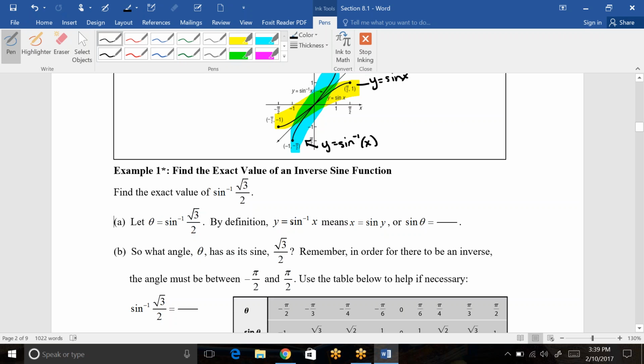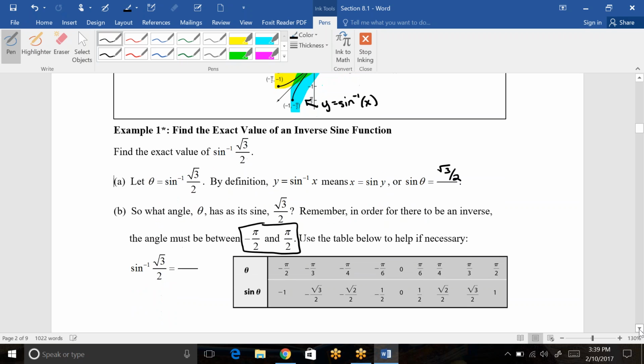So by definition, y equals sine inverse of x means x equals sine y, or sine theta equals square root of 3 over 2. So if you want to turn it back into a sine without the inverse symbol, you have to switch the theta and the square root of 3 over 2. So what angle theta has a sine of square root of 3 over 2? And remember, in order for there to be an inverse, the angle we want has to be between negative pi over 2 to pi over 2.